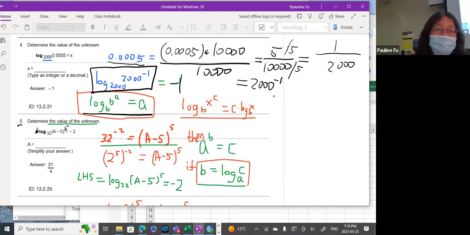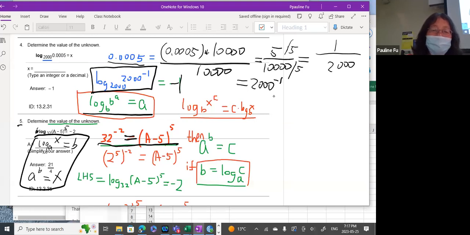After that, remember if you have log base A of X equal to B, that means A raised to power B equals X. So 32 raised to power negative two equals this, I got this one. I pause for a moment to see if you have questions. Based on this here, if you have log base A of X equal to B, then A raised to power B equals X. So you got this one.